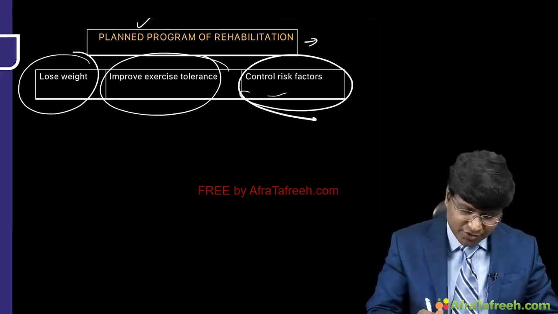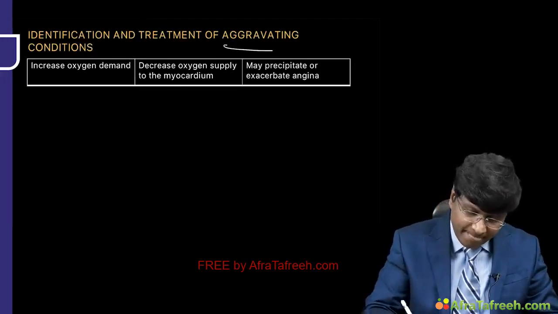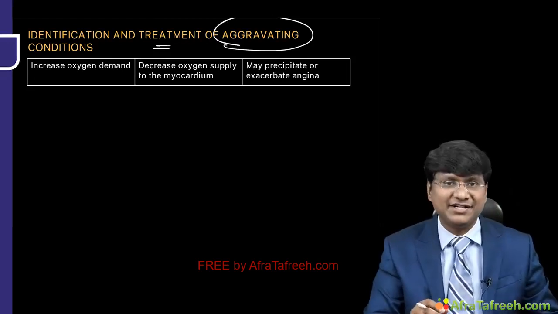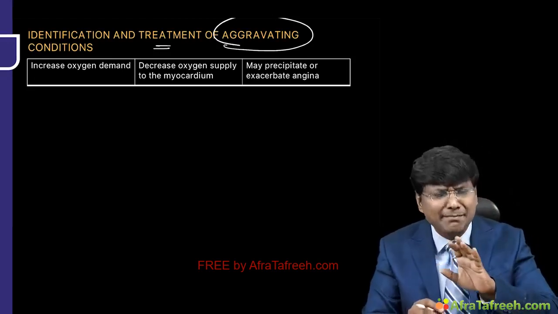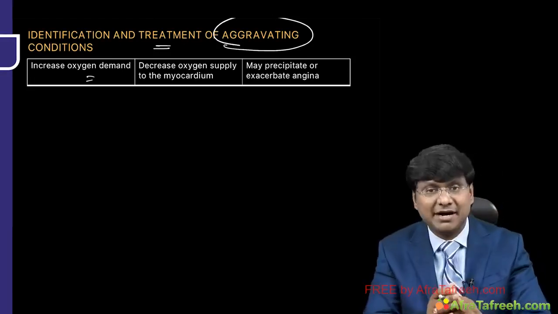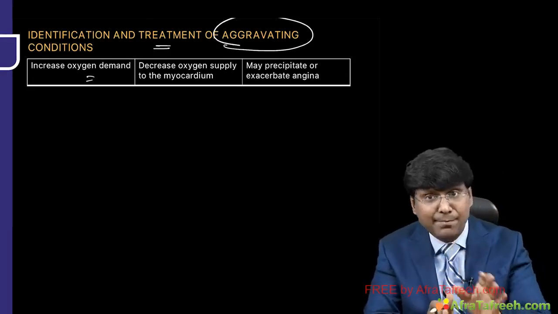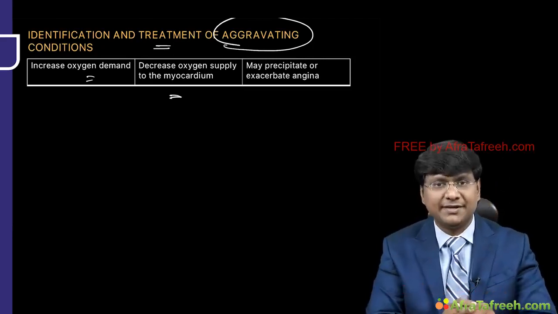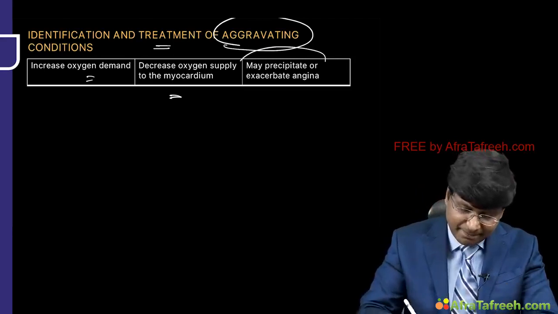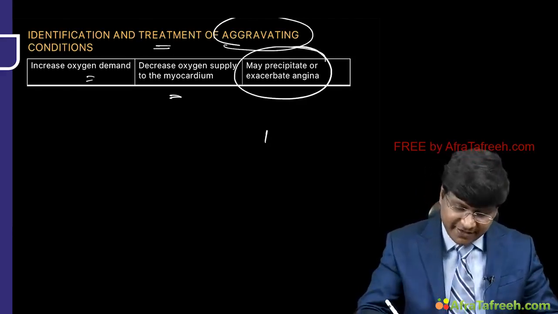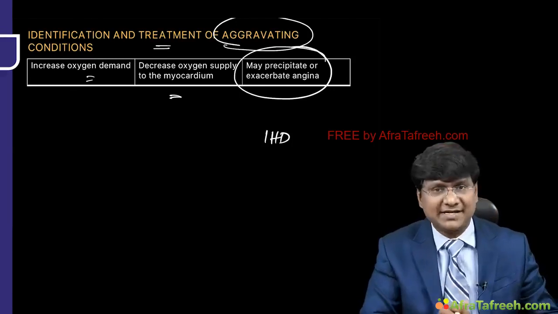So first and foremost, let us look for identification and treatment of the aggravating conditions. A number of conditions may increase the oxygen demand, and a number of conditions will decrease the oxygen supply to the myocardium, and thereby they will precipitate or exacerbate the angina in patients with ischemic heart disease.